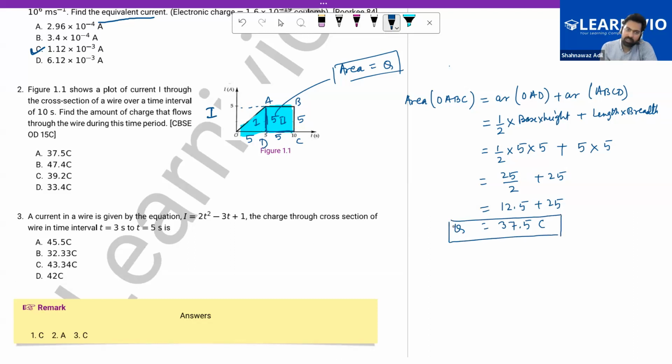So 37.5. Is this question clear? This was a very easy question. One thing that we have to remember: how can we calculate the charge in the current-time graph? Whenever we have a current and time graph, we just calculate the area of that. That would give us the charge. Clear? Please note it down, and then we'll do the next calculation.